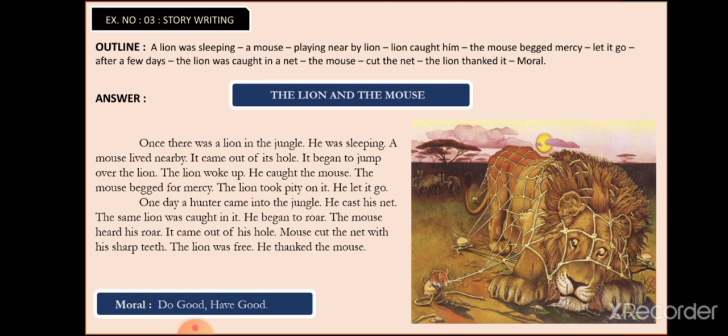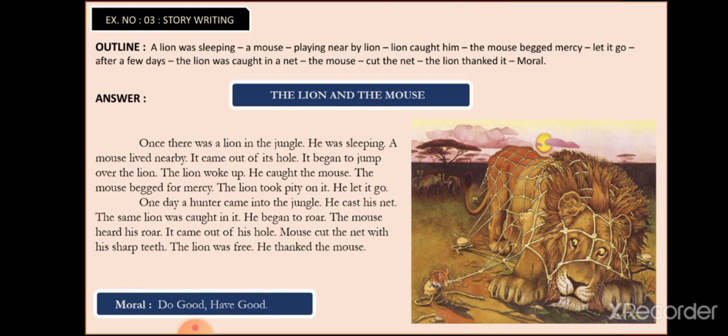It came out of its hole. It began to jump over the lion. The lion woke up. He caught the mouse. The mouse begged for mercy. The lion took pity on it. He let it go. One day, a hunter came into the jungle. He cast his net. The same lion was caught in it.